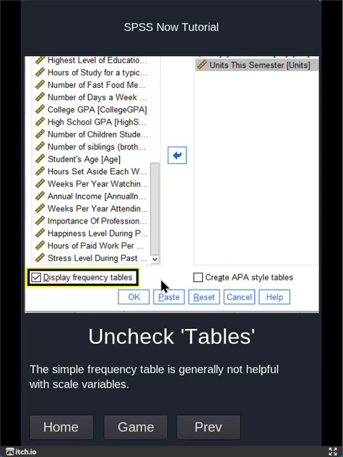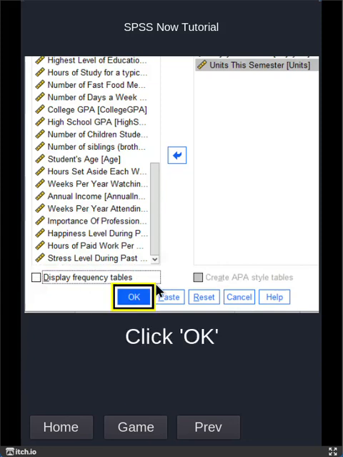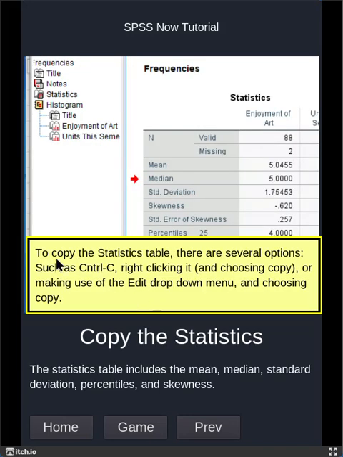And having tables can be helpful if there's a limited number of values for your scale variable. So for like enjoyment of art, it could be reasonable because there's 7 different responses. But for units this semester where answers could be anywhere from 3 to like 23 or more, that starts to get too extensive for a table. So generally when I work with scale variables, I just uncheck this. But you go with what works for you. And then I'll click OK.